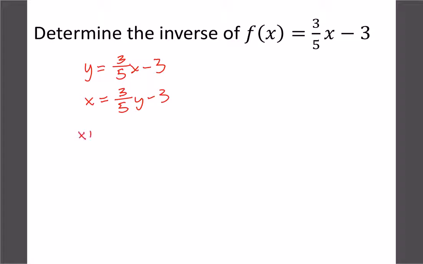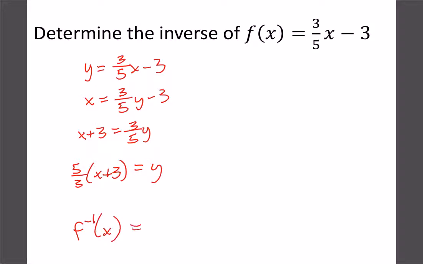So let's bring the 3 over, that'll be plus 3 equals the 3/5 y, and then let's divide by 3/5, or because it's a fraction, it's a little bit easier to multiply by 5/3, and that will undo the 3/5. And again, our last thing is we should write it as an inverse, and let's just flip our order around, so we'd have 5/3 x, and 5/3 times 3 would be just 5.